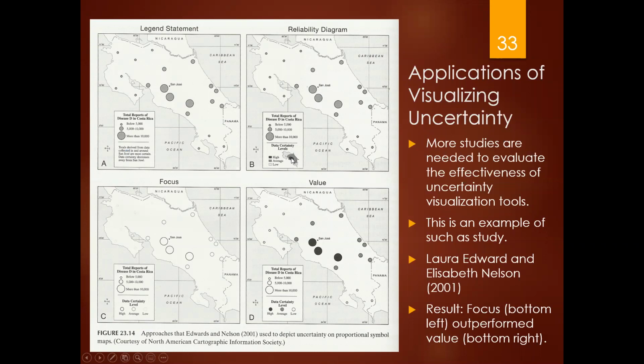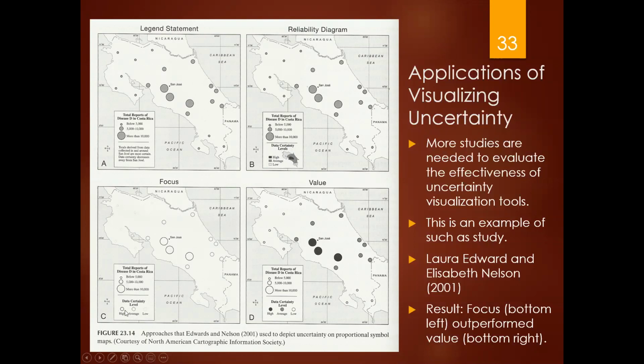So the most saturated area is the area with the lowest uncertainty or highest certainty. And when we are moving away from San Jose area, what? The certainty level decreases. Okay, so that's the second method, which uses another small indicator map.